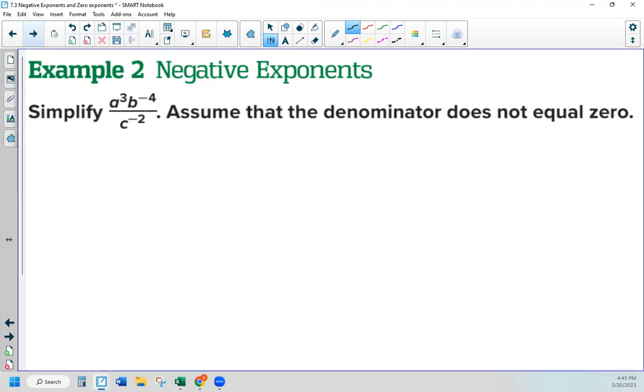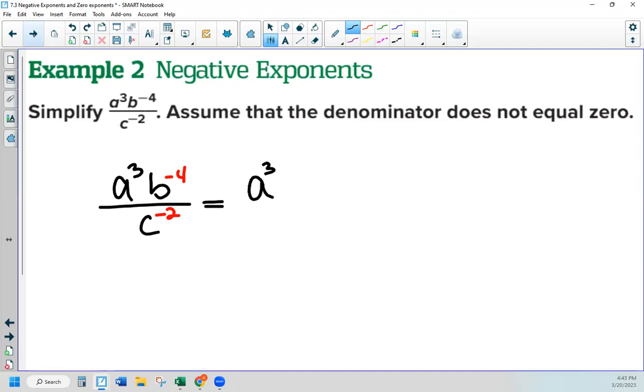Simplify this expression, assuming that the denominator is not 0, so we can obviously do the problem. So, a to the 3rd power. Do you see the 3rd power? Does it have a negative? It does not have a negative. There's nothing going on here. Now, the b has a negative 4th power, right? C has a negative power of 2. So what we do here is we actually just swap their places.